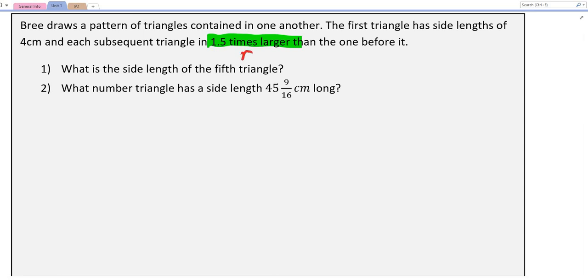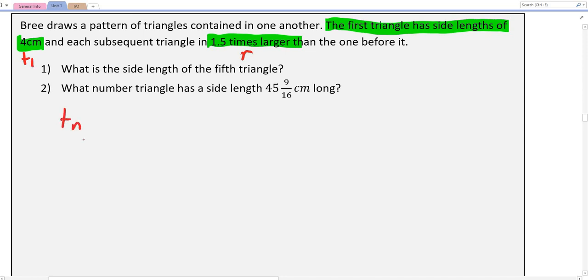What else? What other information is in the question? So the first triangle has side lengths of 4 centimeters. So that would be T1. So therefore, my rule, guys, would be Tn. In this case, what does Tn represent? The side length of the nth triangle. Tn equals 4 centimeters times 1.5 to the n minus 1.